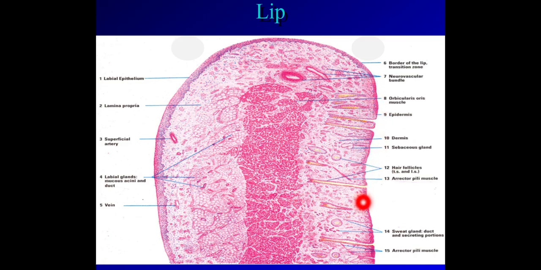Okay, so we know the skin and we know the mucous membrane: the skin is lined by stratified squamous keratinized epithelium. Here this is the stratified squamous keratinized epithelium, and here this is the stratified squamous non-keratinized epithelium. Okay, so this is the inner aspect of the lip, and this is the outer aspect of the lip. Here the outer aspect, the skin epithelium, is very much thinner as compared to the inner aspect. The inner aspect, the mucous membrane, is very much thicker as compared to the outer aspect.